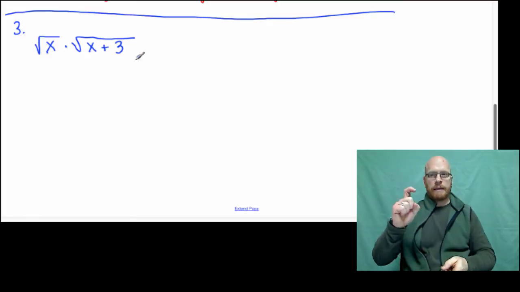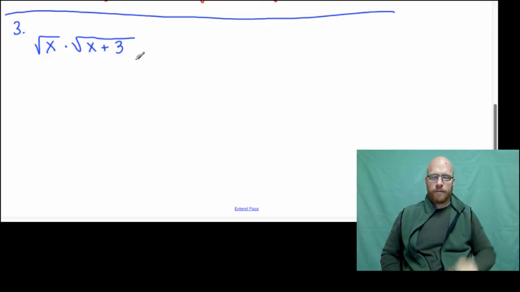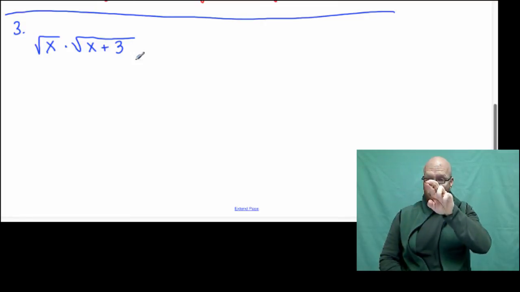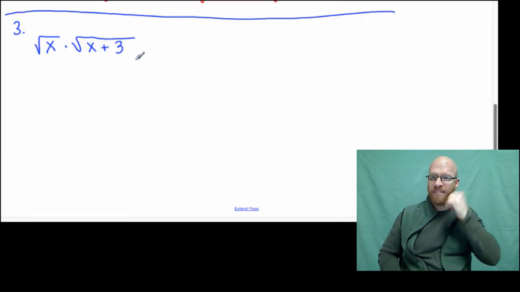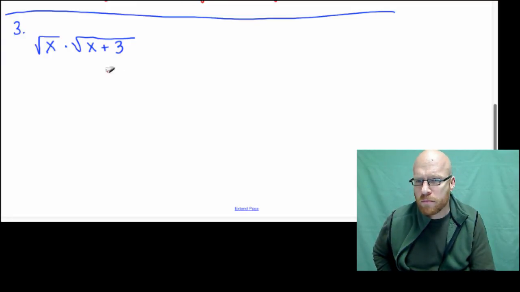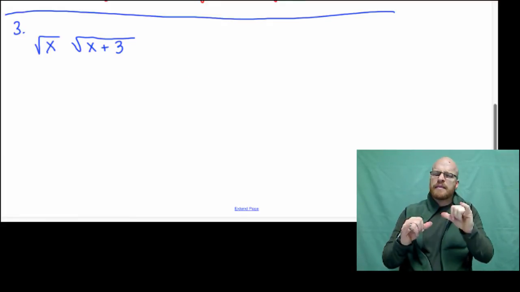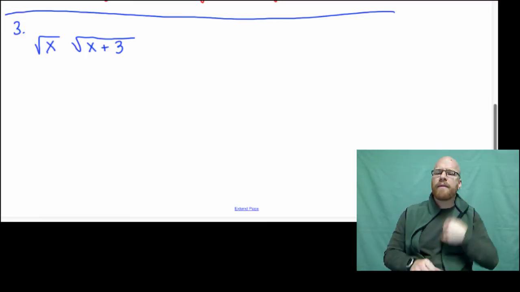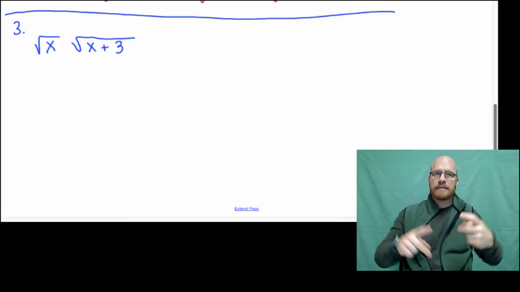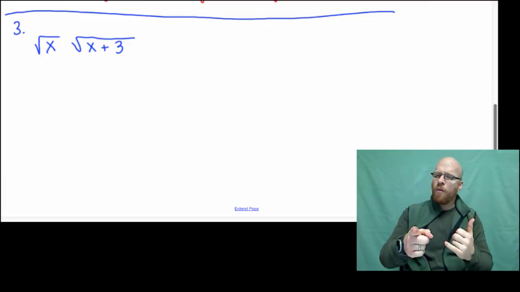Okay, now we have the square root of x times the square root of the quantity x plus 3. I use the dot symbol for multiplication, and it really isn't necessary. You can write this without it, and it'll still mean multiplication. As I wrote it here without the dot symbol, it's still multiplication. 2xyz means 2 times x times y times z. You don't need the dot symbol in between 2x, y, and z.